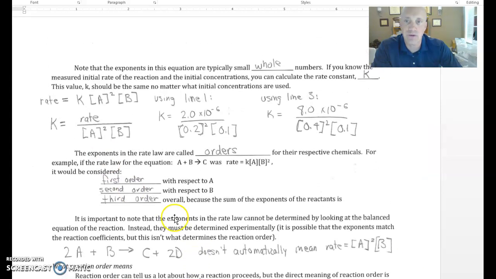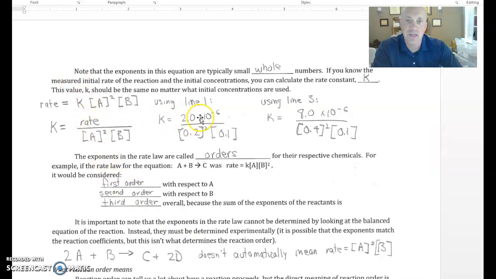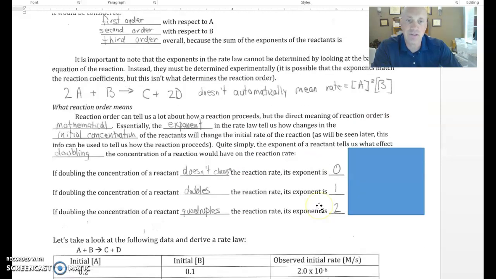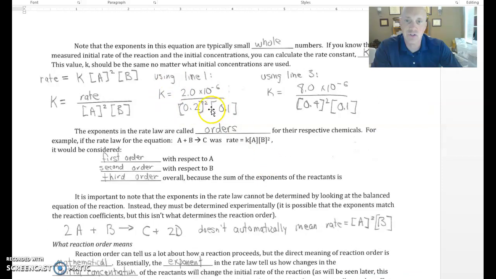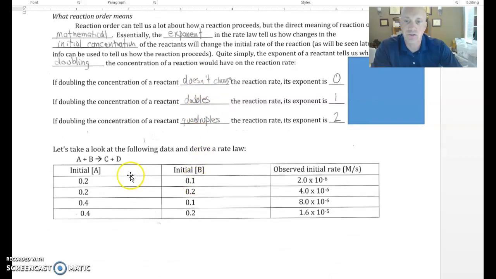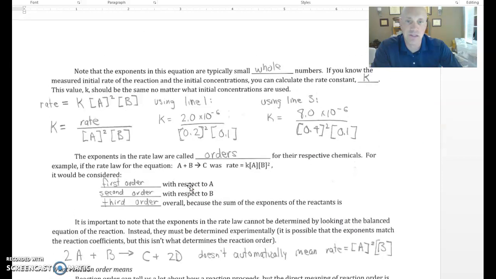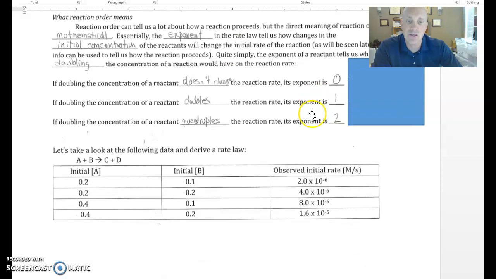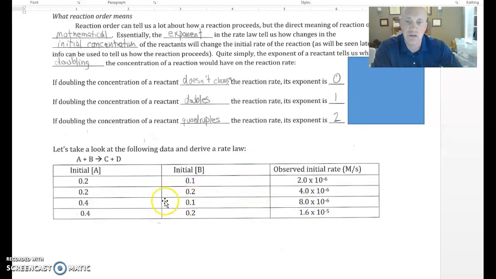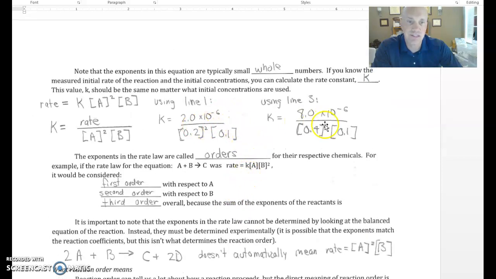Well, if I rearrange this equation and I plug in that rate and these initial concentrations, which you can get straight from the data table right there, and I did that using line 1, but then I did the exact same thing using line 3 right here, you would notice that you would get the exact same numbers. So for a given reaction, once you know the rate law, for a given set of experiment conditions, you should always get the same rate constant.